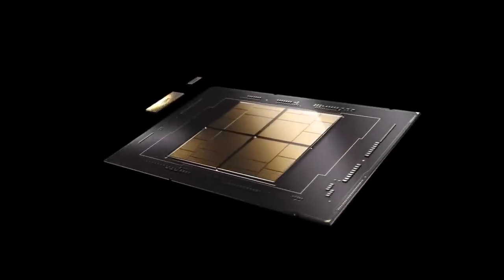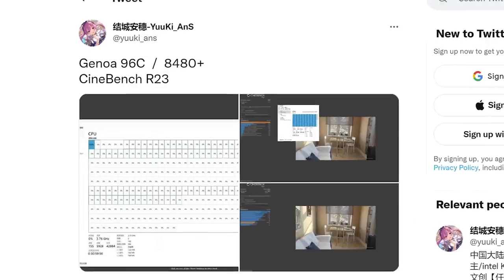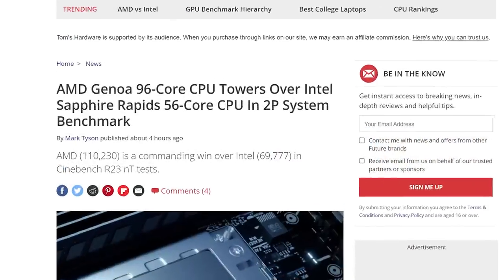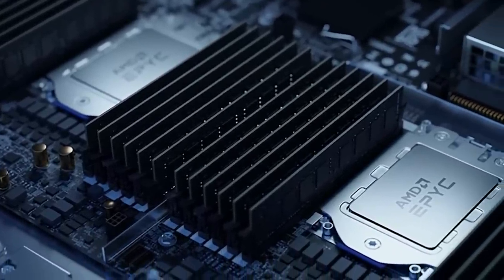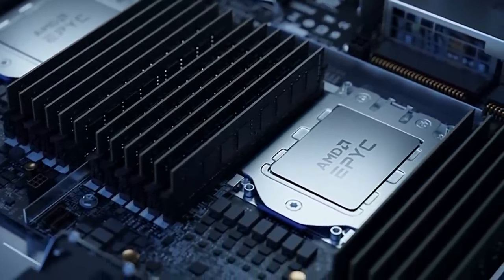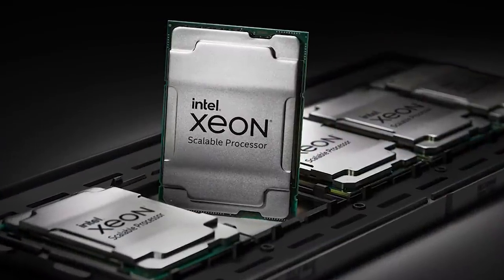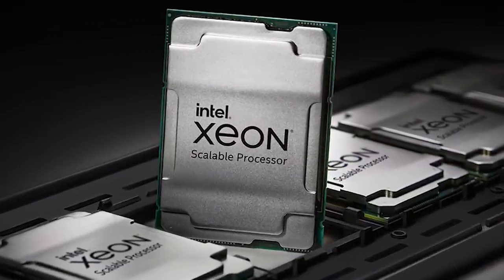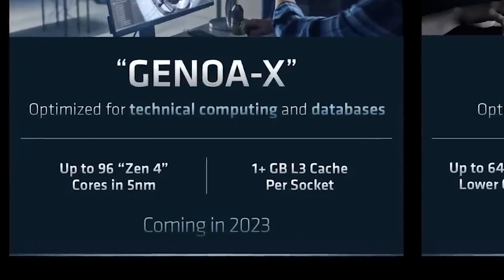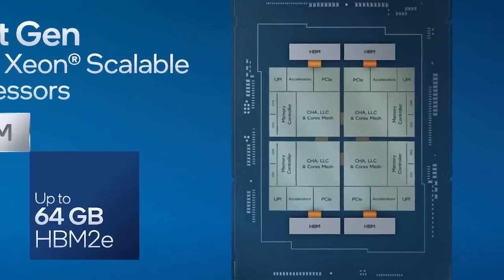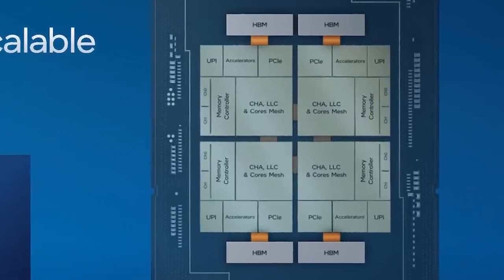Next up, AMD's next-gen 96-core monster of a CPU was just pitted against Intel's next-gen Sapphire Rapids CPU. This story comes from Twitter user Yuki Anz and later reported by Tom's Hardware. What's amazing is that the user got a chance to test a 2-processor 96-core Genoa as well as a 2P 56-core Sapphire Rapids 8480+. Now, obviously, AMD's Genoa has way more cores than Intel's Sapphire Rapids, but these are likely set to be their top-end next-gen CPUs.